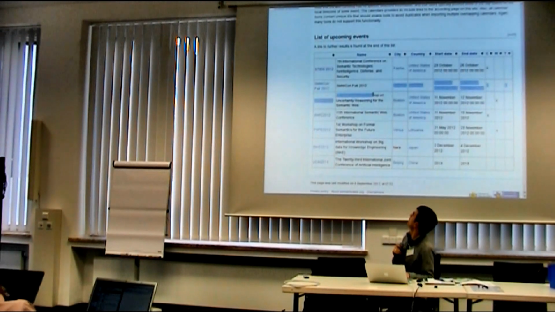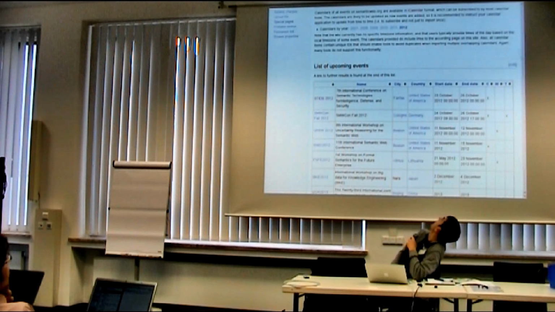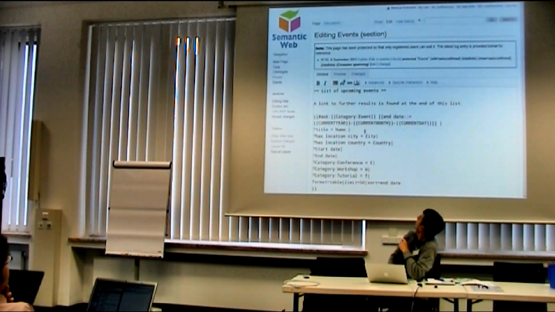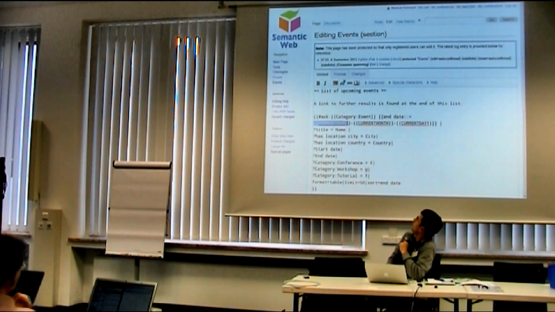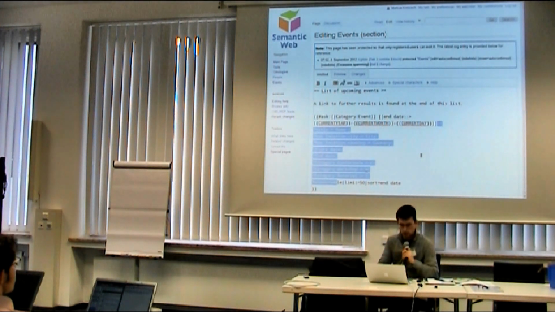This is the result of an Ask query. Here you have a query which shows events together with some extra data. I will come to that. If I edit this, I see how it's done. I ask for things in the category event with an end date that is greater or equal to the current year, current month, current day. This is a bit of a hack. I'm using MediaWiki special variables here to create the current date and to ask for things in the future, things that end in the future. And let's forget about all this for now.